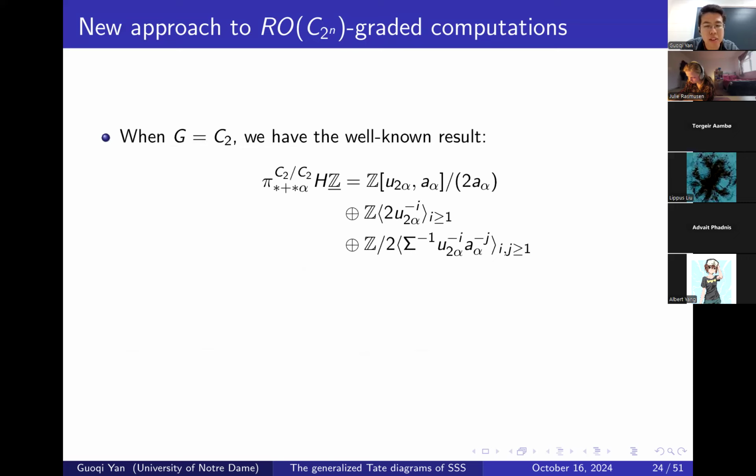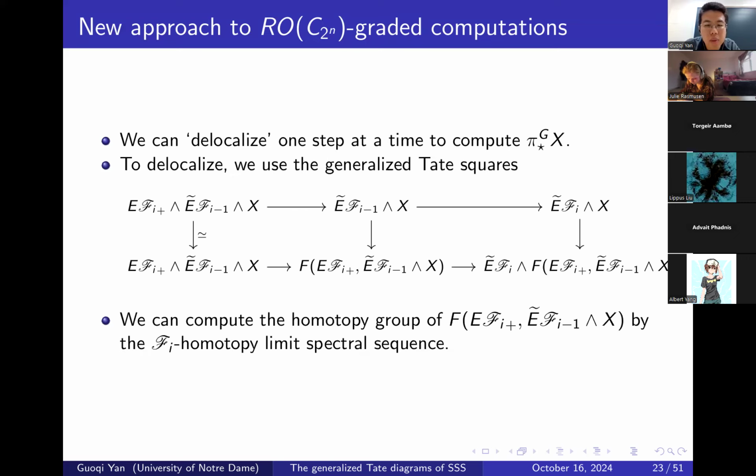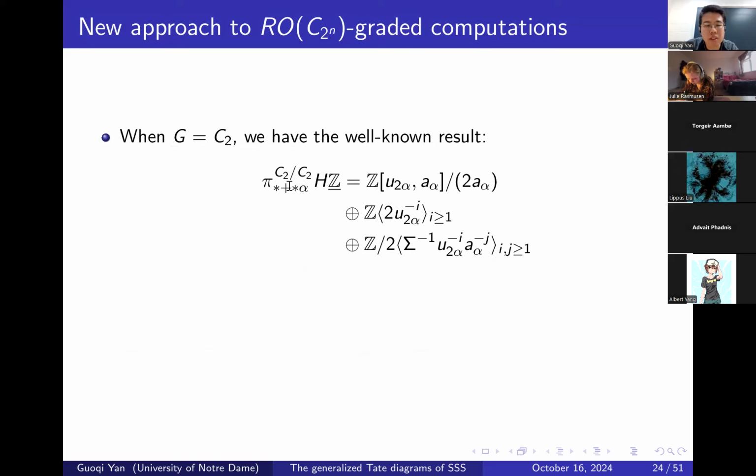So let's see the computational result. Firstly, recall some C_2-equivariant computation. This is computed by many people. In this case of C_2, RO(C_2) is a rank 2 free abelian group, with grading star plus star alpha, where alpha is the sign representation. And it has a presentation as follows.